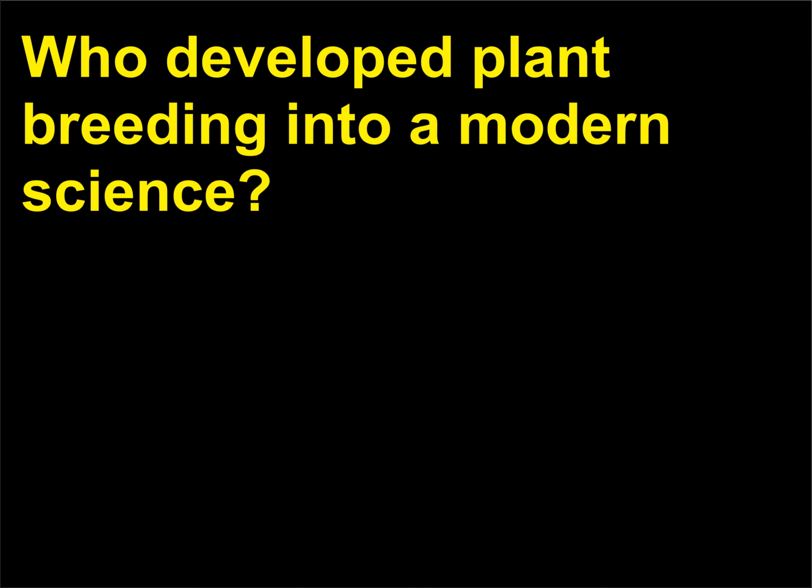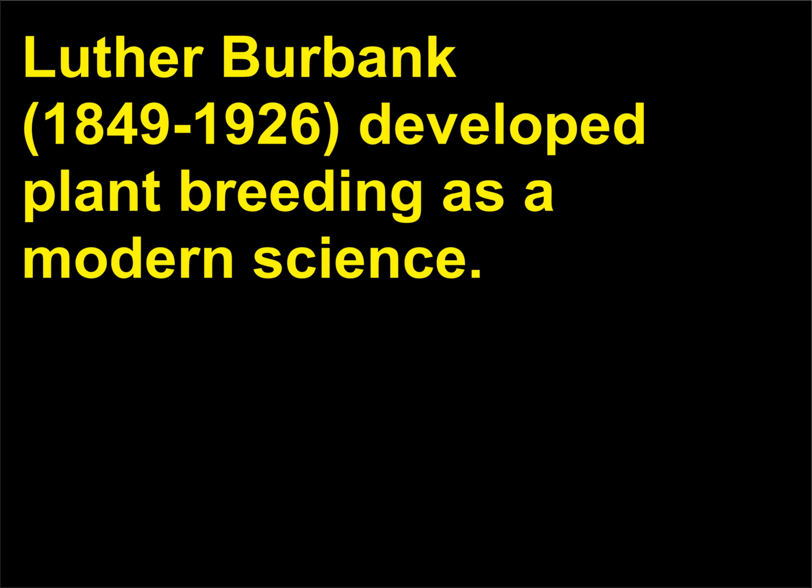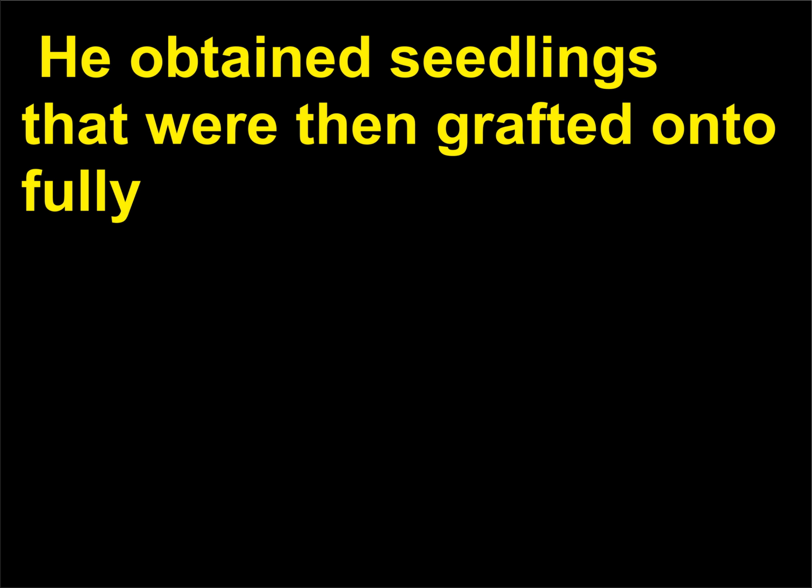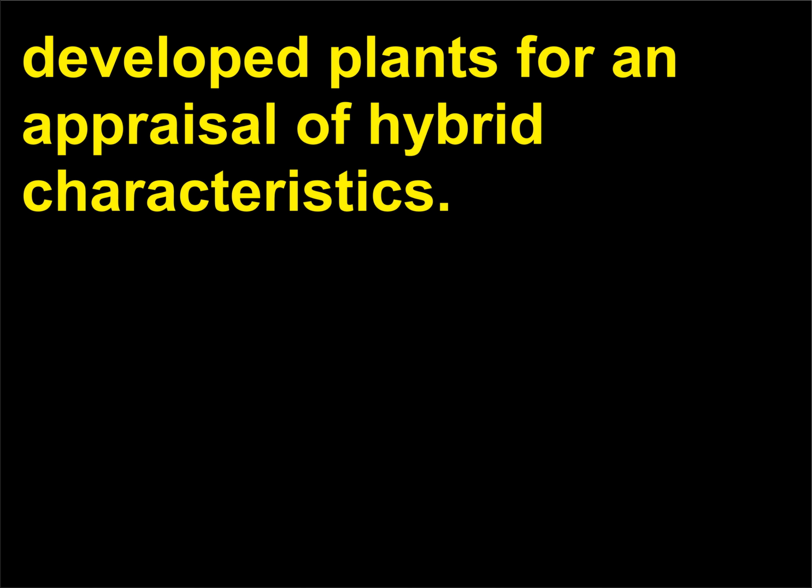Who developed plant breeding into a modern science? Luther Burbank, 1849 to 1926, developed plant breeding as a modern science. His breeding techniques included crosses of plant strains native to North America and foreign strains. He obtained seedlings that were then grafted onto fully developed plants for an appraisal of hybrid characteristics.